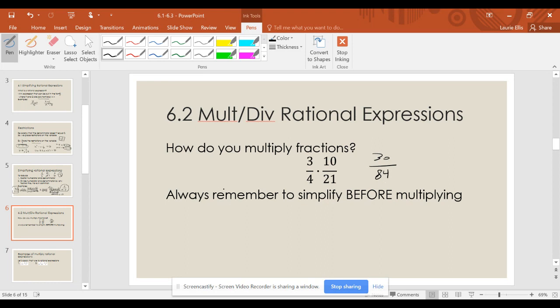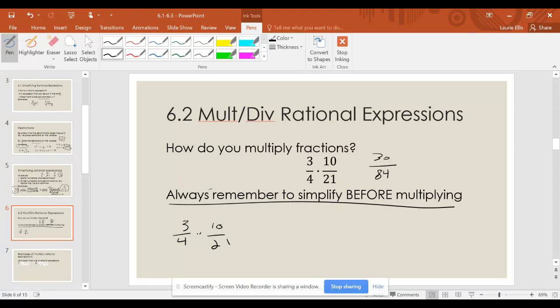But I have this note to you: always remember to simplify before multiplying. So if we go back to our 3 over 4 times 10 over 21, are there any factors in common? You might be thinking, I've never had to do that before, I don't want to start now. But we need to be reducing our fractions as much as possible, because if you multiply all of it, then you have more polynomials that you need to simplify, just like we just did in 6.1. So I would like you to get in the habit of canceling.